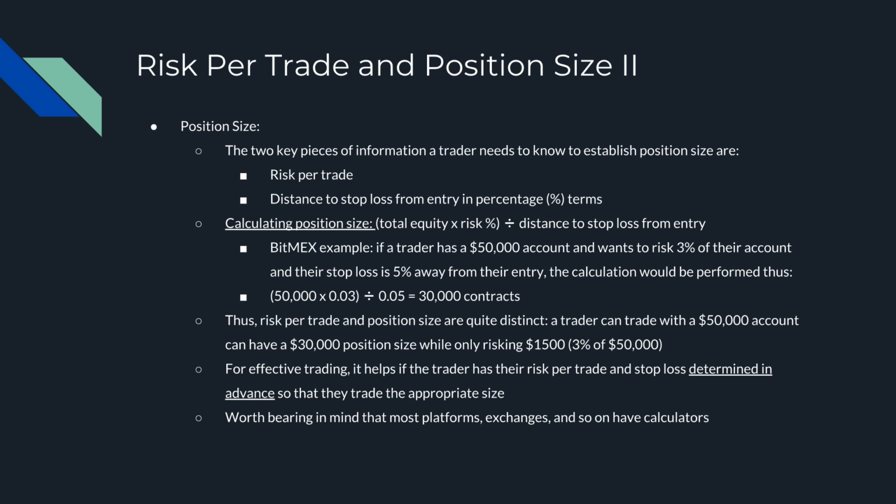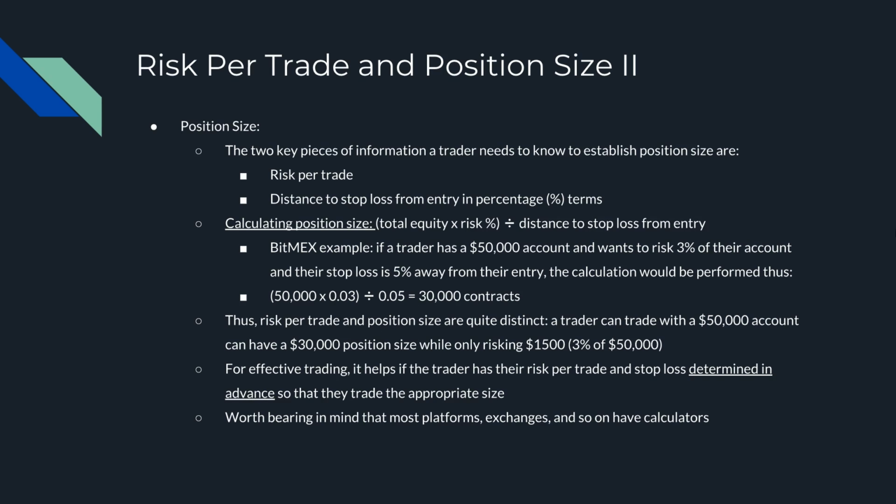So let's take another example, again on BitMEX. A trader has a $50,000 account and wants to risk 3% of their account with a stop loss 5% away from their entry. The calculation will be performed thus: you've got 50,000, which is their total equity, times the risk percentage, 3%, and we divide that by the distance to stop loss from entry. Divide by 0.05, and you see that comes out to 30,000 contracts.